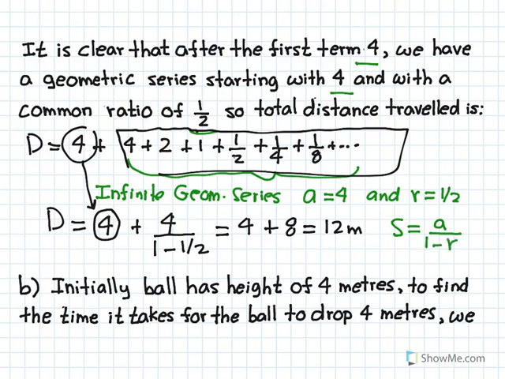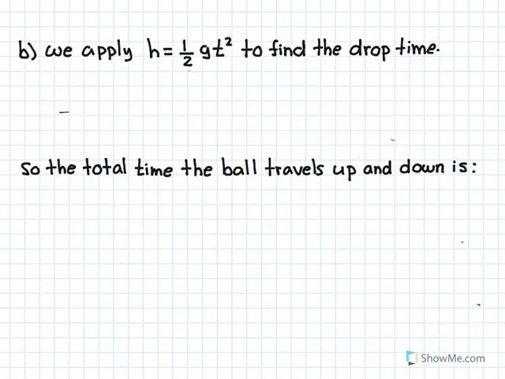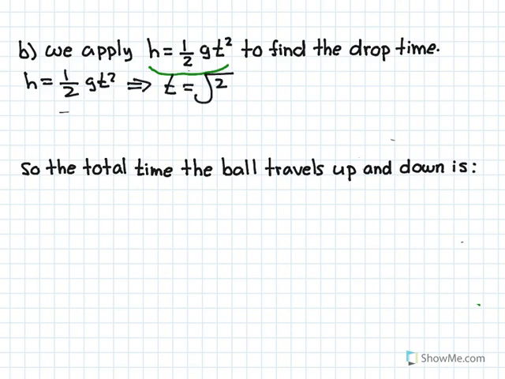So initially, for part B, the ball has a height of 4 meters. To find the time that it takes for the ball to drop 4 meters, we're going to apply the formula that was given in the question. The height is equal to 1/2 gt squared. So let's solve for time. h is equal to 1/2 gt squared, and do a bit of algebra. Time is equal to the square root of 2h divided by g.